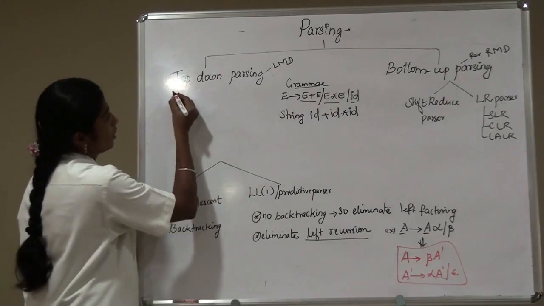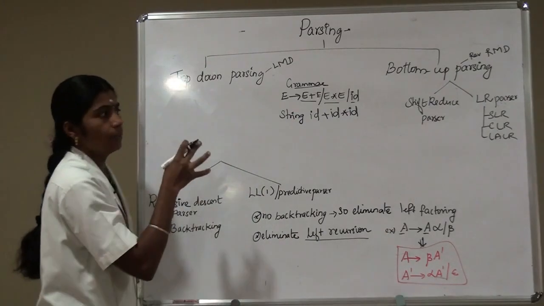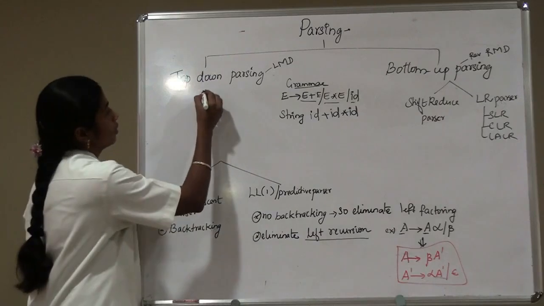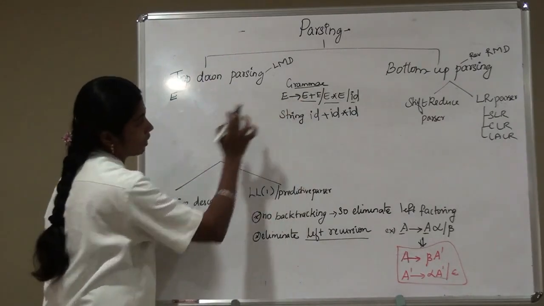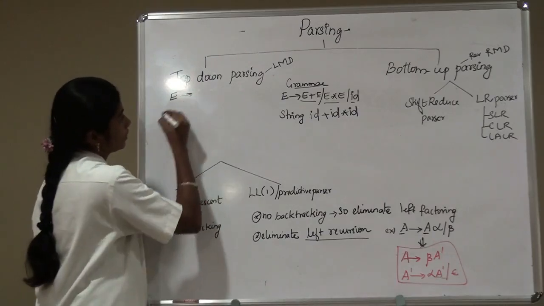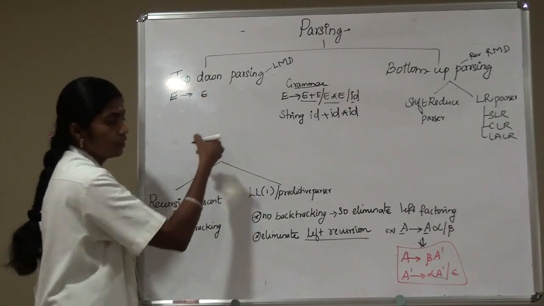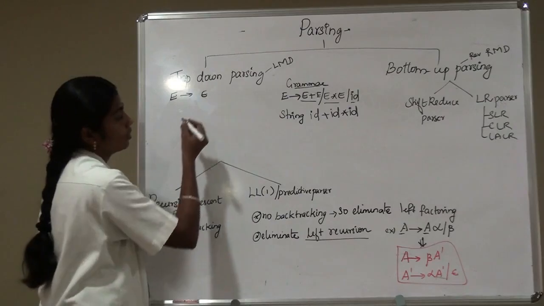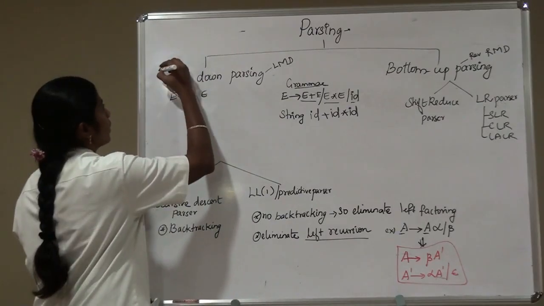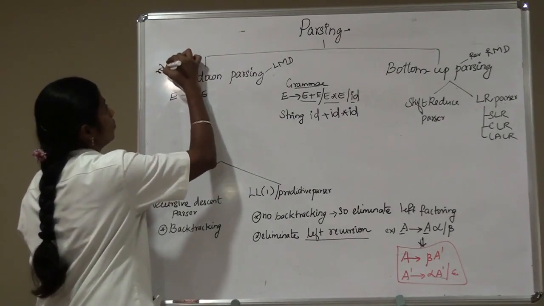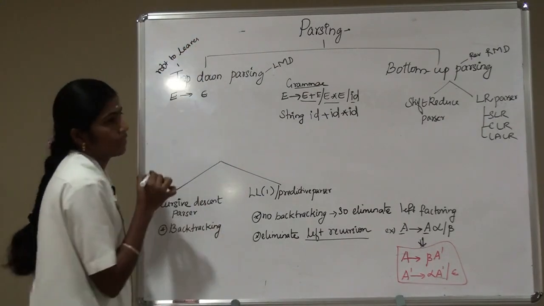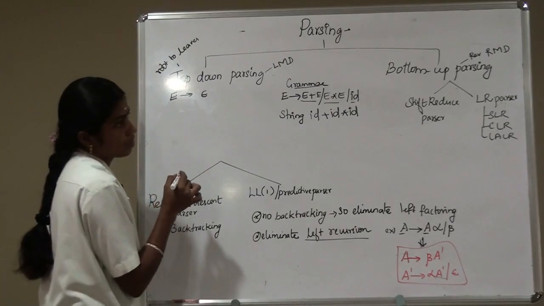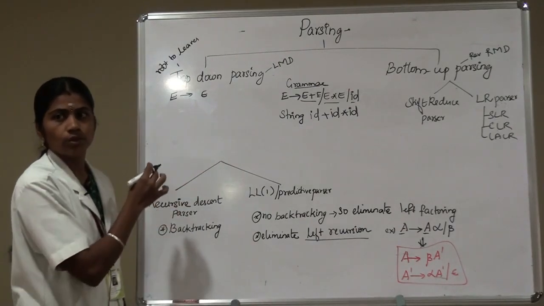First, in top down parsing, we start with the start symbol of the grammar. The start symbol of the grammar is E. So I start with the start symbol and try to derive the string from it. This is top down parsing. You can say it goes from root to leaves, that is, it starts from the root of your parse tree and derives down to the leaves, or from the start symbol to the leaves.